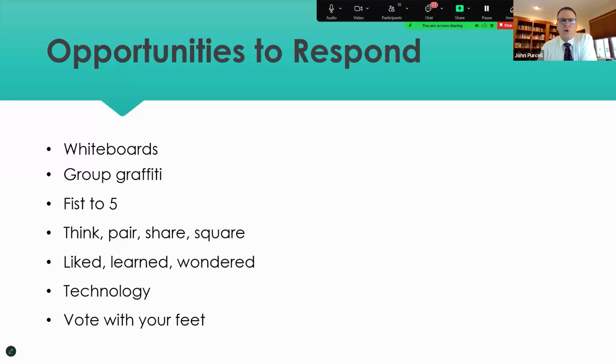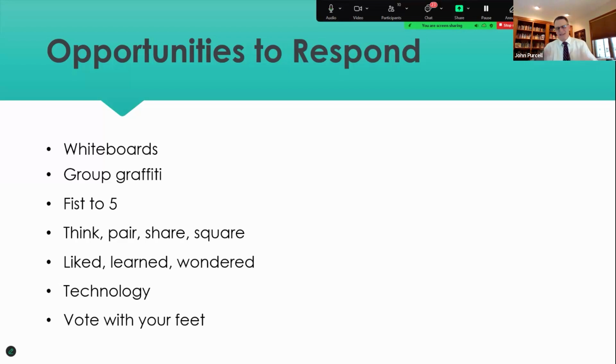That is critical for your critical thinking, for your metacognition, to identify the questions that you still have. I like that part of it. But wondering is critical. That's the executive functioning. So that's a great OTR process or technique. Using technology, and then voting with your feet.